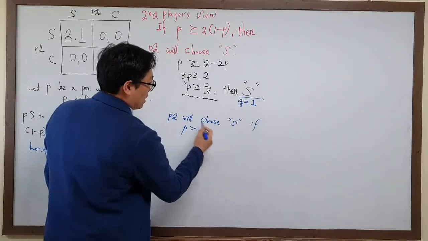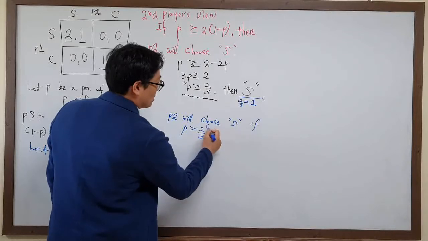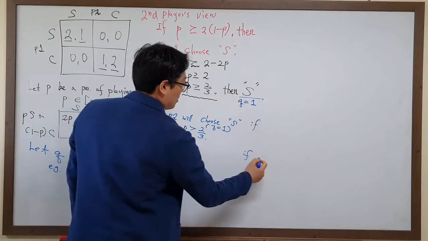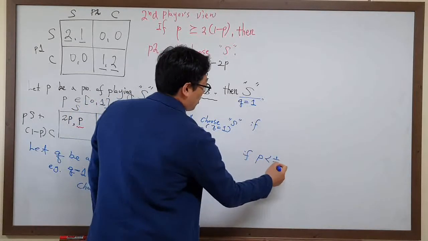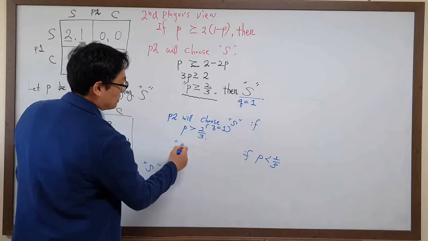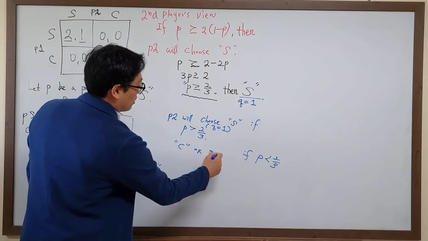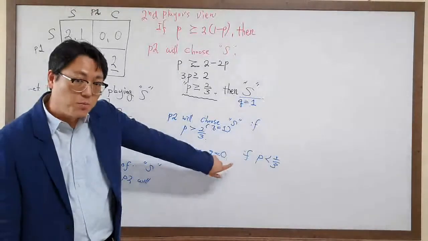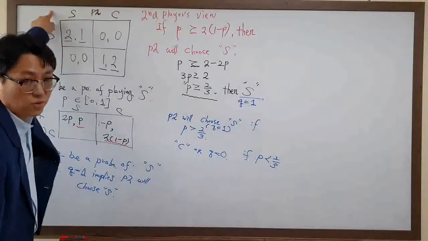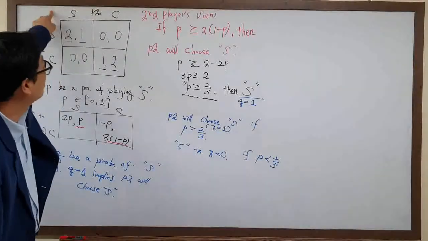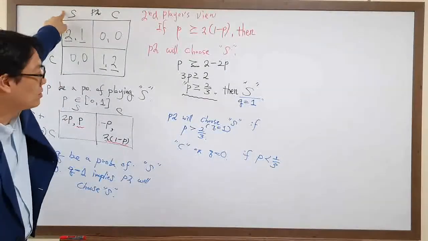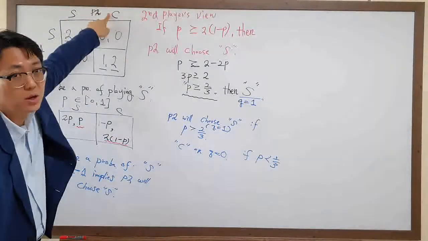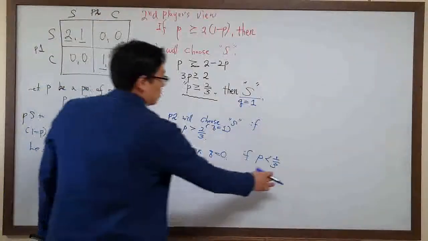Right? I'm rewriting this part as Q equals 1 if P is less than 2/3, then we'll choose C, or Q equals 0. Because Q equals 0 means the second player won't choose S with 100%, meaning that the second player will choose C with 100%.